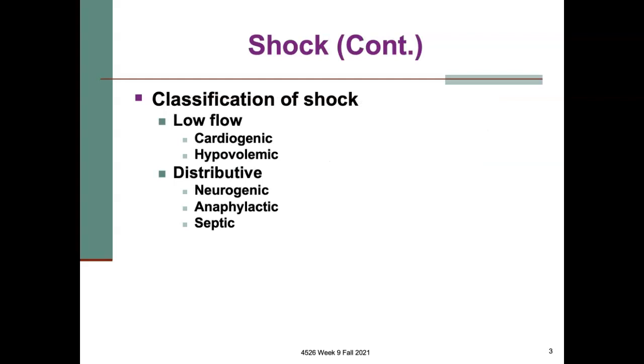Shock can be classified as low flow or distributive. Low flow is cardiogenic and hypovolemic shock, and distributive shock is septic, anaphylactic, and neurogenic shock. Although the cause, initial presentation, and management strategies vary for each type of shock, the physiological responses of the cells to hypoperfusion are similar, and that's what I'm going to discuss here.